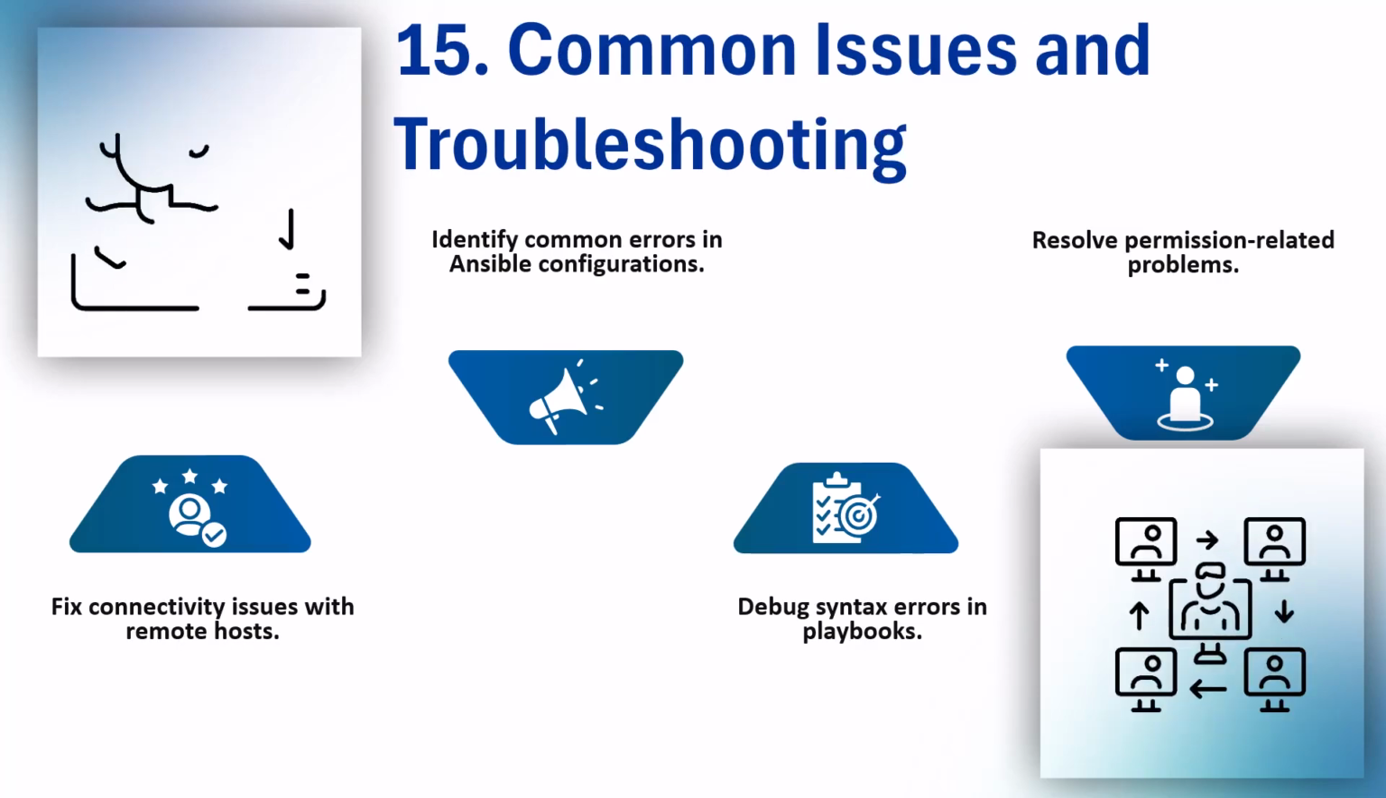Ansible troubles are like Wi-Fi issues. Frustrating but fixable. First, pinpoint where things went south. Permissions, connectivity, or syntax. Fix those common missteps before they become your daily nightmare. A little debugging now saves a lot of forehead slapping later.